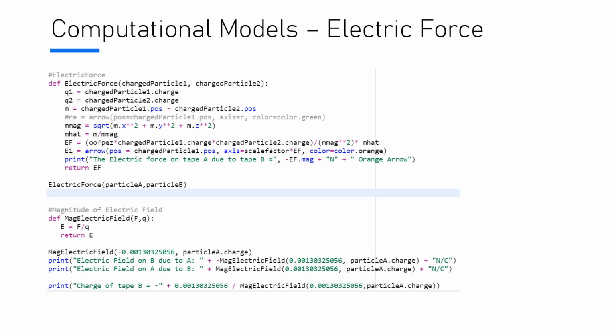In this specific slide, we want to focus on the calculations done to obtain the magnitude of the electric fields. We know that the force is equal to an electric field times the charge of the particle that we're analyzing. So, in order to obtain the electric field, we just rearranged the equation and divided the force by the charge of the particle of interest. Below, you can see the calculations done to obtain the charge of tape B.